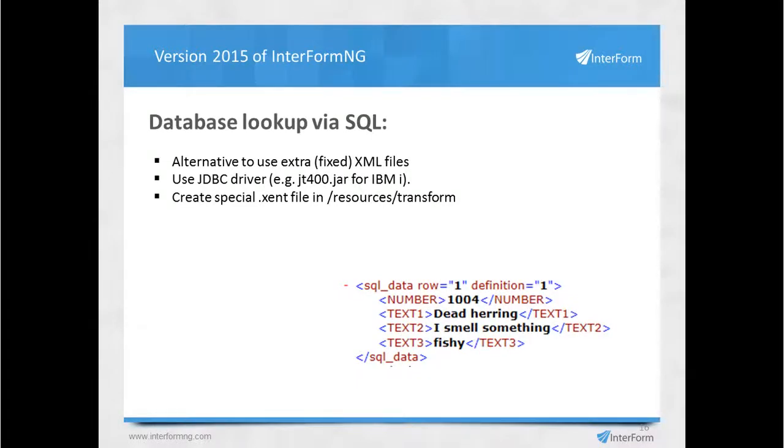Like for Interform400, we're able now to call kind of a recipe or a script to add database information into a new XML file. Previously, if you wanted to add extra data to the XML, you needed to have some extra fixed XML files laying around where we could do a lookup. And to specify the SQL statements, you create an exent file in the transform directory of InterformNG to tell Interform which file to include and what information from that file you want to include in your XML.